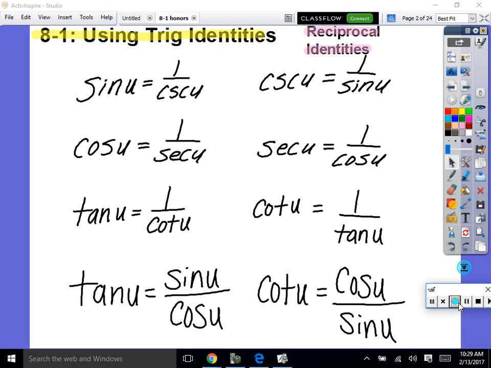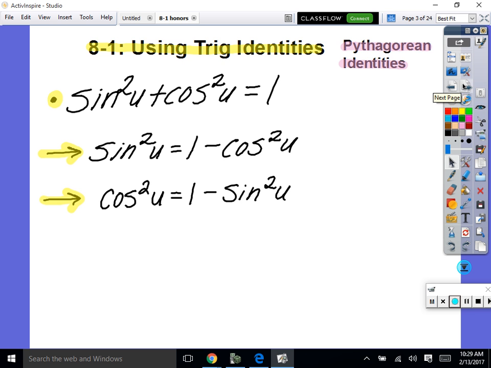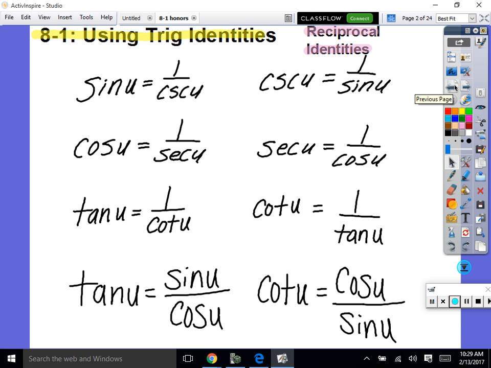And then here are the important ones. Tangent of u equals sine over cosine. So tangent is sine over cosine. Thus, cotangent is the reciprocal, cosine over sine. Please try to get those down in your head, like take a screenshot. Those are called reciprocal identities, which makes sense. Cosecant is the reciprocal of sine, and so on.